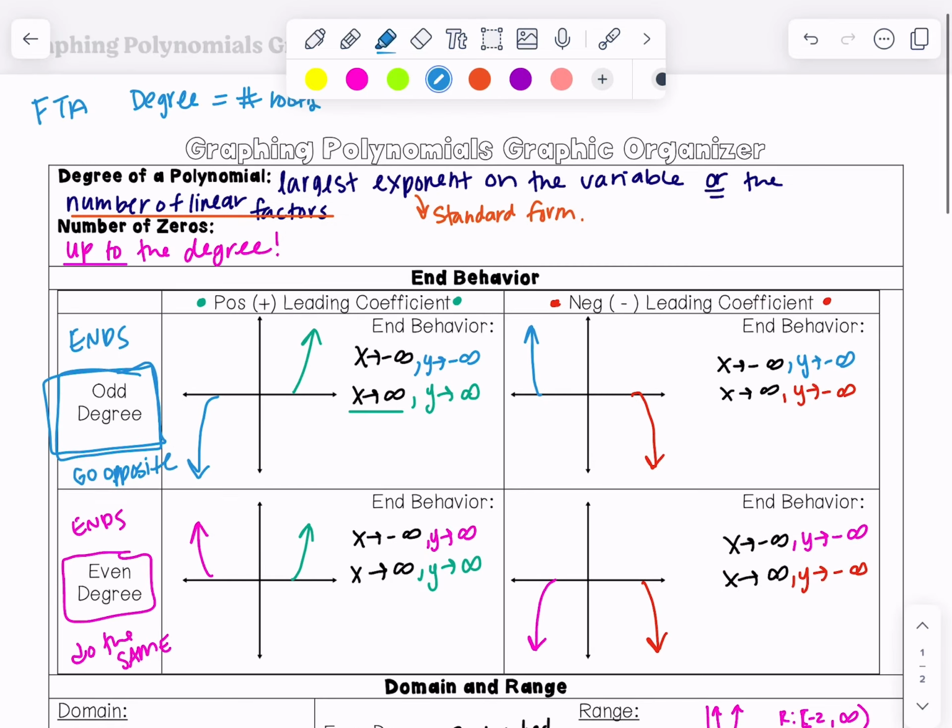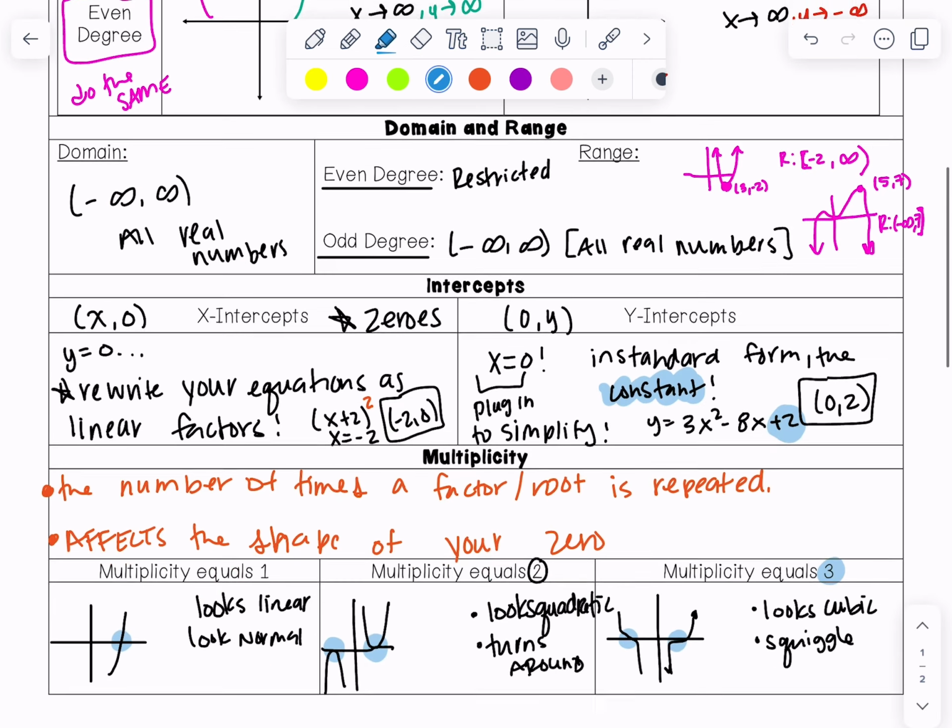So there you have it. These are the key features of a polynomial. And being able to put all of these pieces together, which we'll do in the next video, or one of my other videos, you'll be able to see this is how we graph polynomial functions.